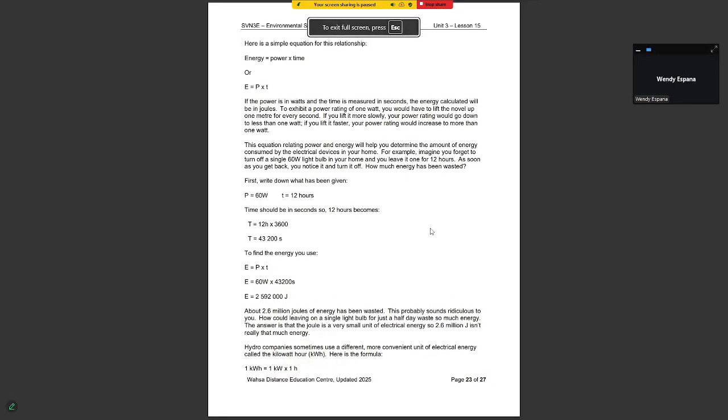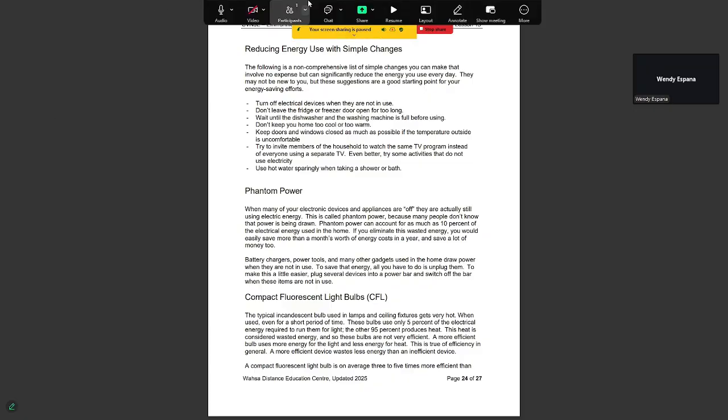And I'm going to go back to page 24 of 27. Alrighty, and we're looking at reducing energy use with simple changes. So this is the main part of the lesson, is that how do we reduce energy use in our everyday lives?